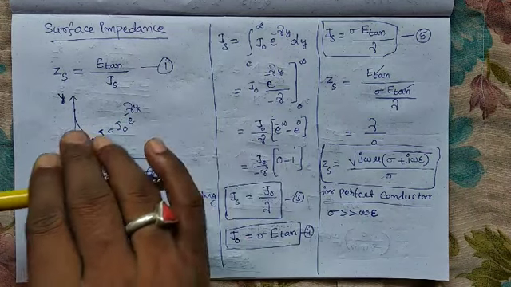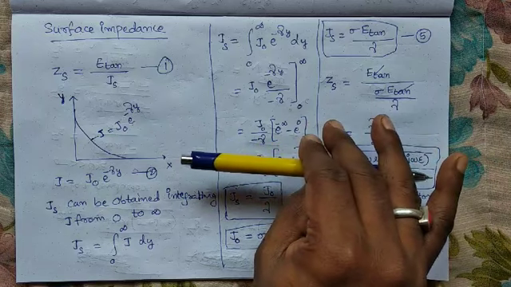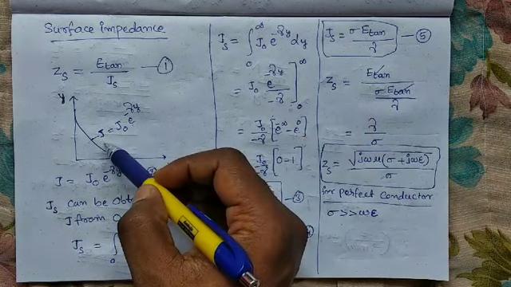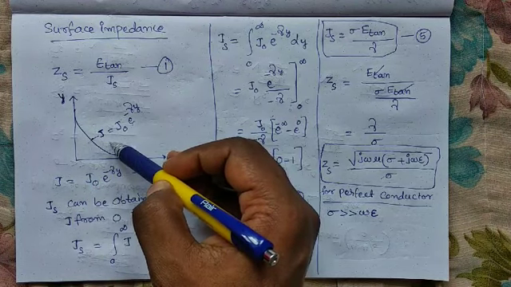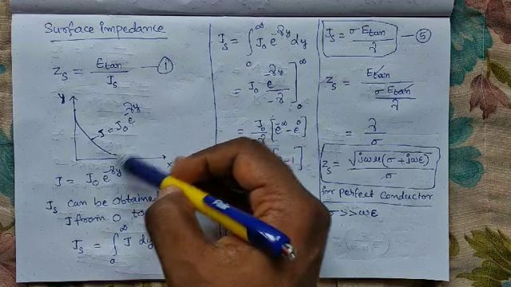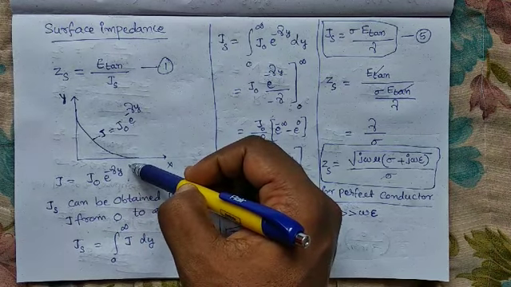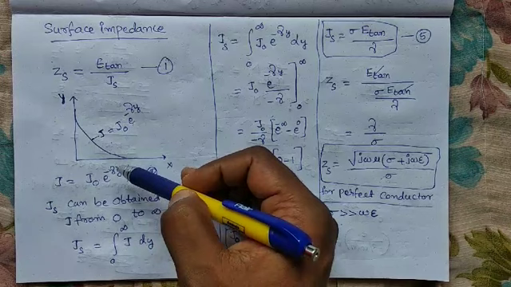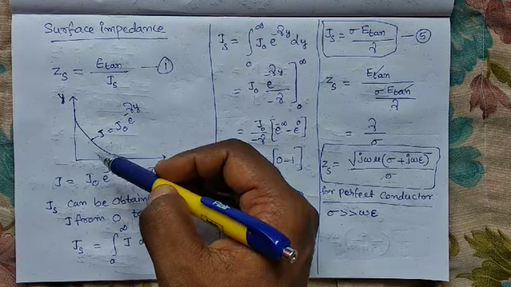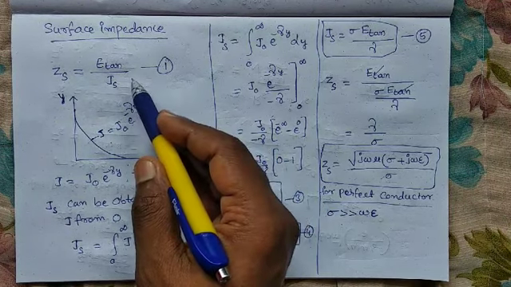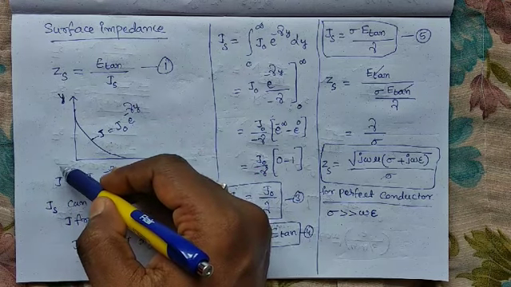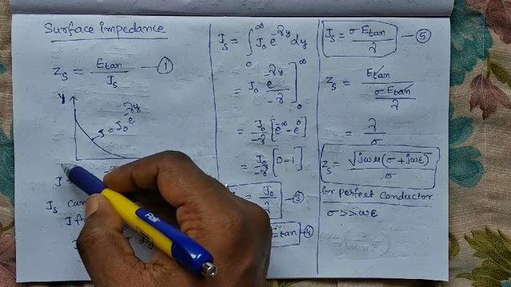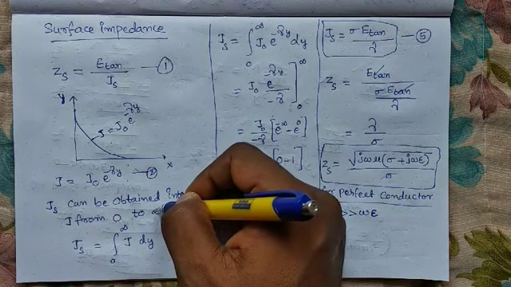If the wave is traveling along the y direction, the conduction current density is given by J is equal to J naught e power minus gamma y. Here how to obtain Js, the conduction surface current density? We are calculating the surface current density. We are integrating the conduction current density from 0 to infinity.